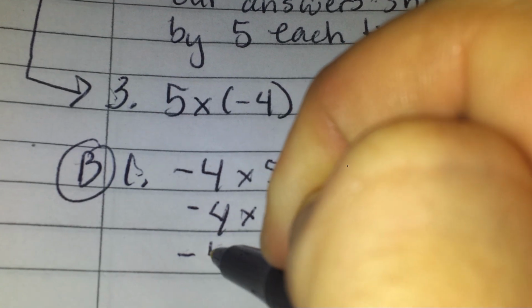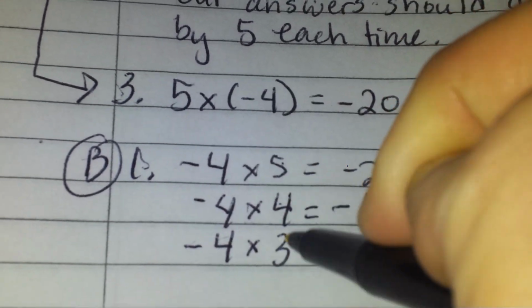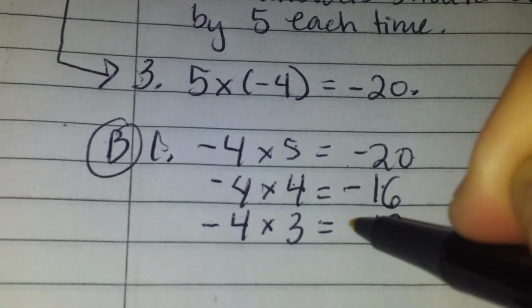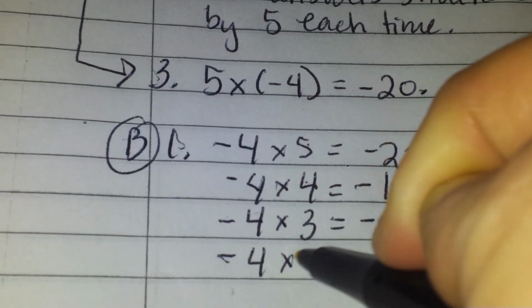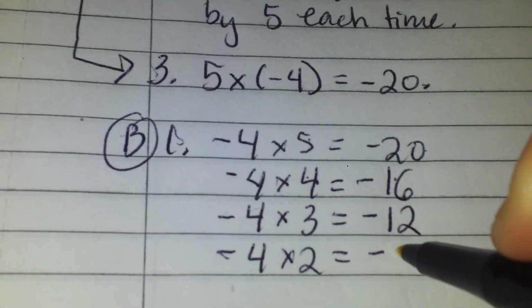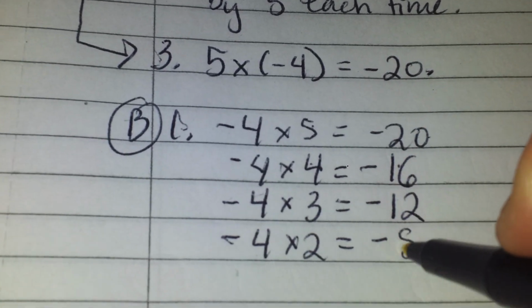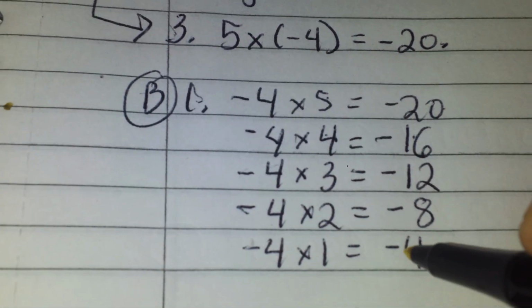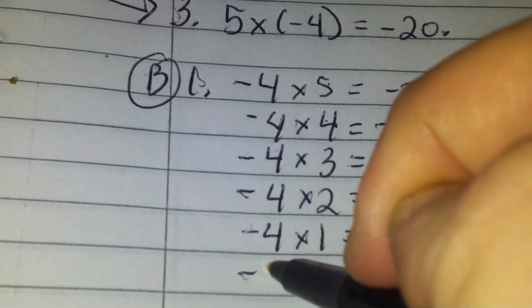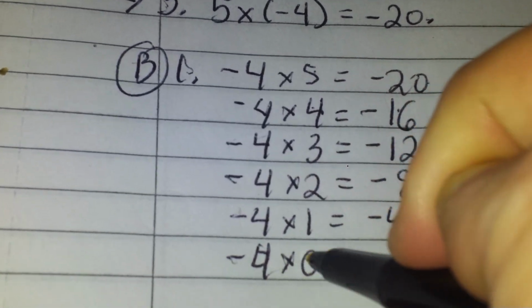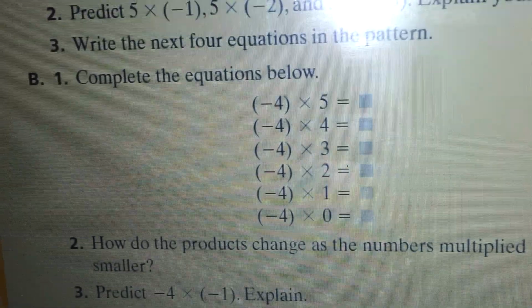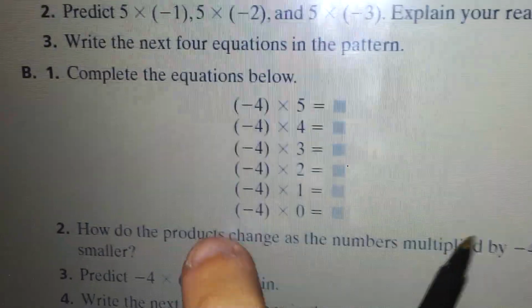Let's try it again with a 3 in the place. Decreasing by 1 again means our answer decreases by 4 again, giving us negative 12. Negative 4 times 2 equals negative, decreasing by 4 again, 8. Negative 4 times 1 equals negative 4. And negative 4 times 0 equals 0. Have we completed the equations? Let's go back and check. We have completed the equations. It only asked us to go to 0.